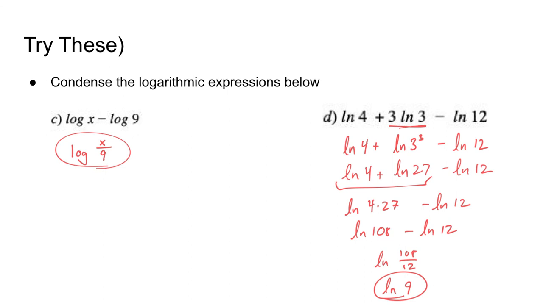All right, folks, this has been a very quick overview of logarithms and properties of logarithms, but it should be enough to get you started on the practice problems. So good luck, folks.